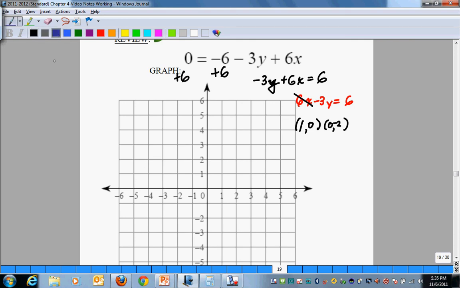Now we plot both points. 1, 0, that's your x-intercept, and 0, negative 2, that's your y-intercept. You string a line through that. And that is the graph of the line for 6x minus 3y equals 6.